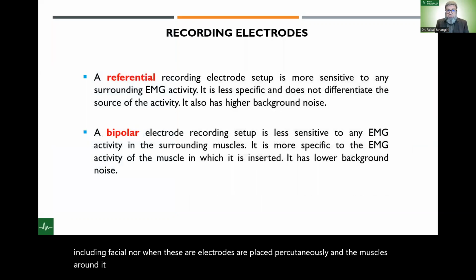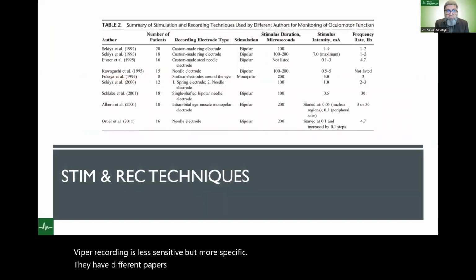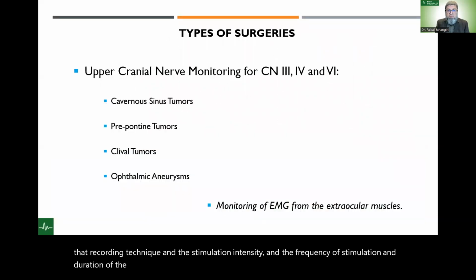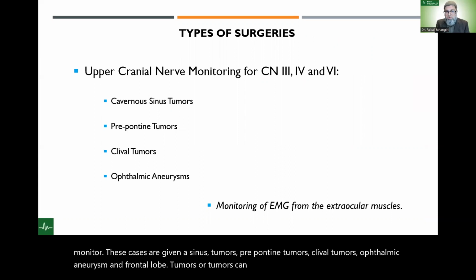So we can do referential recording and bipolar recording. Referential recording is more sensitive. Bipolar recording is less sensitive but more specific. There are different papers if you want to read about them. They talk about the stimulation, the recording technique, the stimulation intensity, the frequency of stimulation, and the duration in microseconds. The different types of surgeries where we can monitor these nerves are cavernous sinus tumors, prepontine tumors, clival tumors, ophthalmic aneurysm, and frontal lobe tumors or mid-fossa tumors.